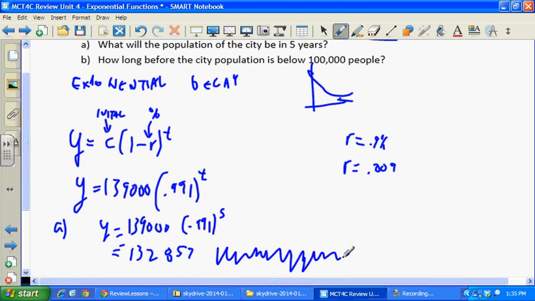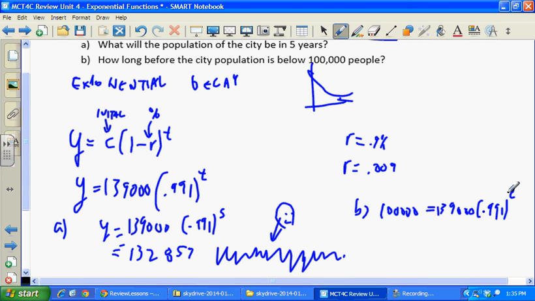And a sentence, of course. Don't lose any communication marks. Please don't do that. You know, write your own sentence. How long before the city population is below 100,000? So in this case, that's the output. You know, how long until the output is 100,000? Well, this is very similar to the question that we solved on the last slide using logs.